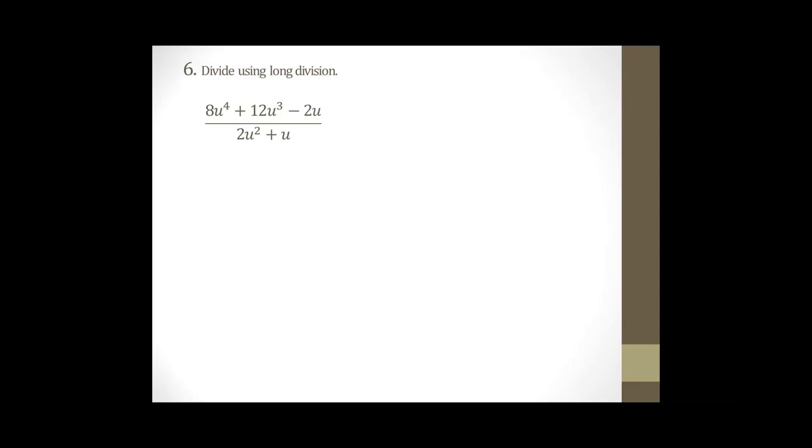Number 6, divide using long division. So we're going to just pick up where we left off. So the dividend is 8u to the 4th plus 12u cubed minus 2u. And the divisor is 2u squared plus u. So we're going to start.